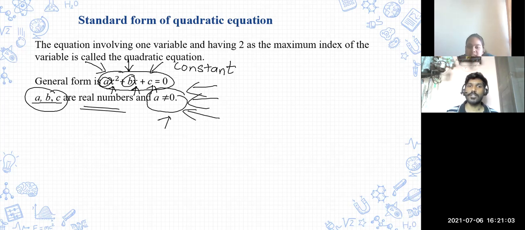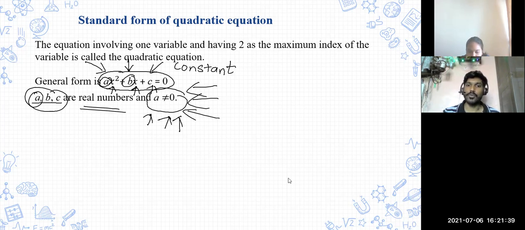A, b, c can be fractions also. Yes, they can be fractions also. They can be irrational numbers also. They can be roots also, like root 2, root 3, and so on. But the only condition is that a, that is the coefficient of x square, cannot be 0. It will never be 0. If it is 0, then that equation will not be a quadratic equation. This is the only condition on a, b, and c, that a is not equal to 0.